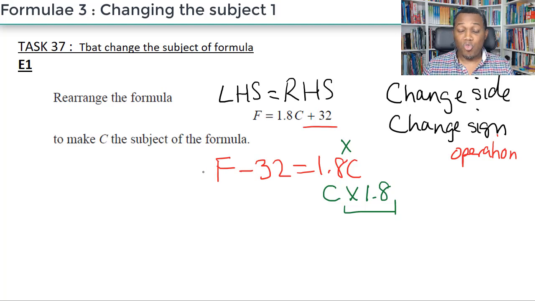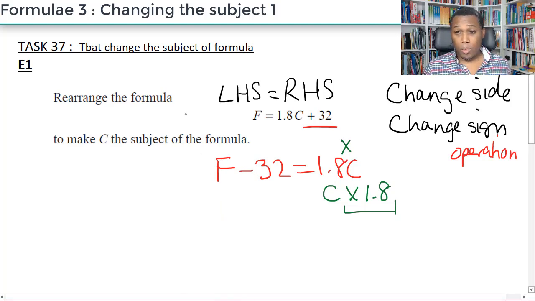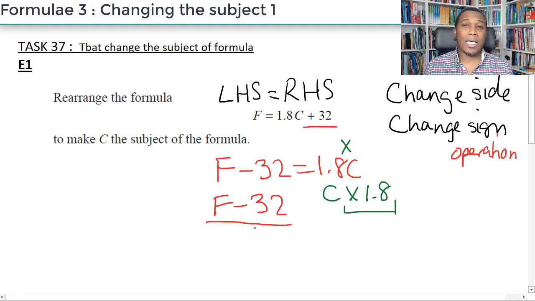The entire left-hand side, so all of F take away 32, has to be divided, and we'll use a fraction line to represent division, by 1.8. And that will give me C. What happened? C is being multiplied on the right-hand side by 1.8. We want C by itself. We don't want 1.8C, we just want C. So the opposite of multiplication, we move the 1.8 to the left-hand side and it becomes divide.